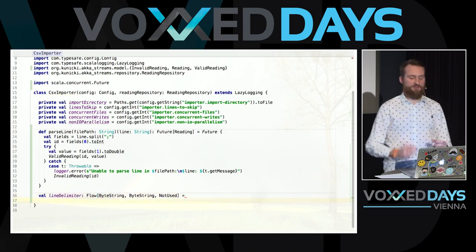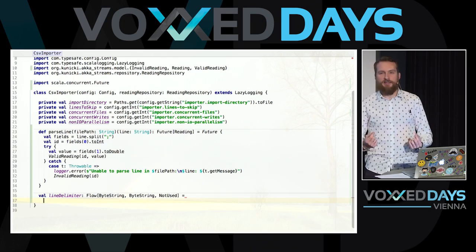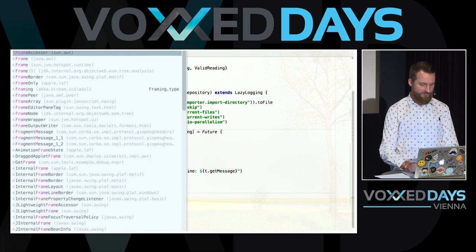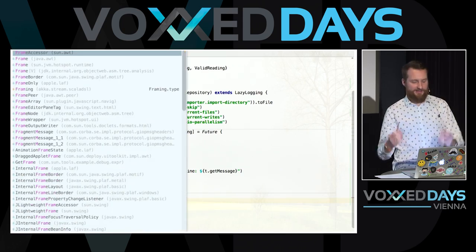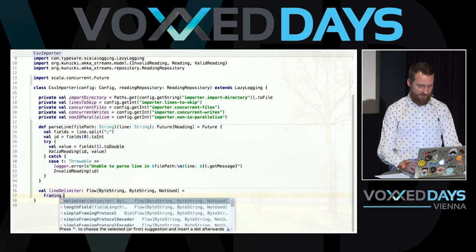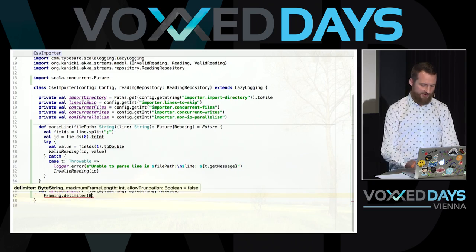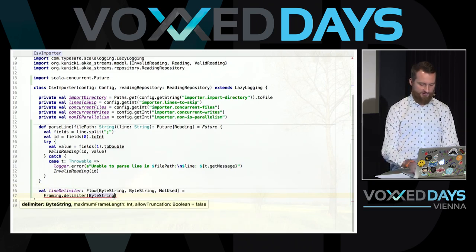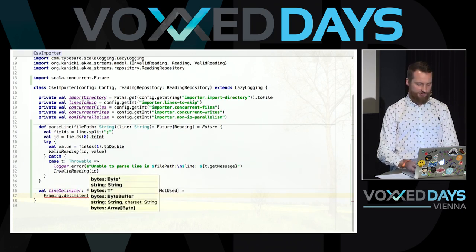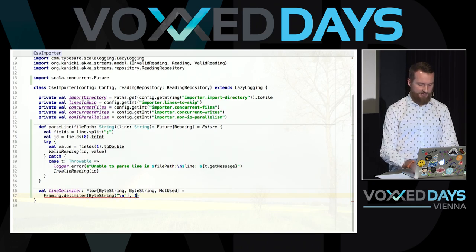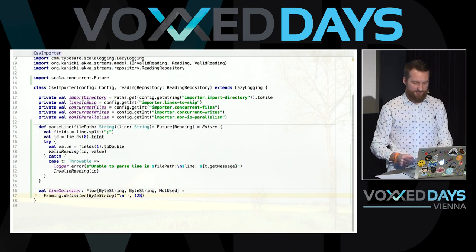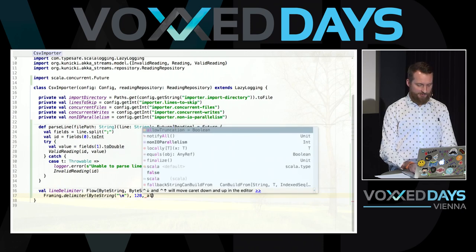Akka Streams has some built-in building blocks for common tasks. For dividing data into frames, we have a built-in object called framing, and it has a delimiter method. If we want to divide our byte stream by something, then we need to define the separator. So here we'll just take the new line character. Then we define the maximum length of a line, where our lines are short, so 128 is a reasonable value here. There is one more parameter.